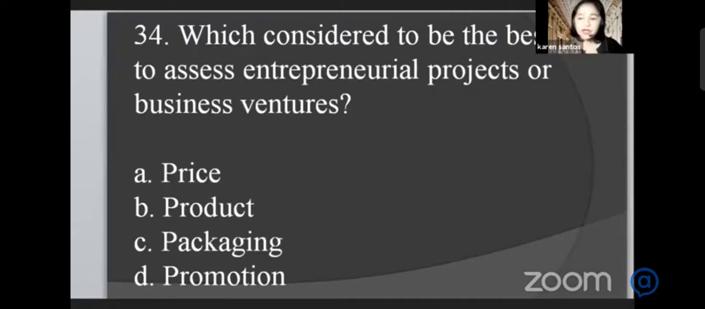Okay, the correct answer in number 34 is of course letter B, the product. In marketing, we have 4 P's: product, price, place, and promotion. Product is one of the most important aspects. Without a product, we cannot implement any of the other elements of the marketing mix. Great products are easy to market as they serve both the needs and wants of our customers or clients.